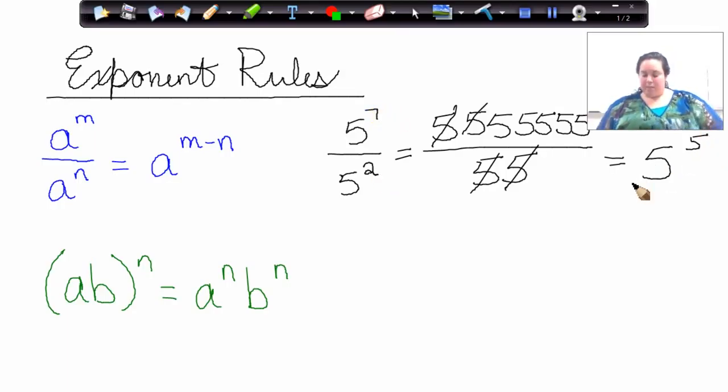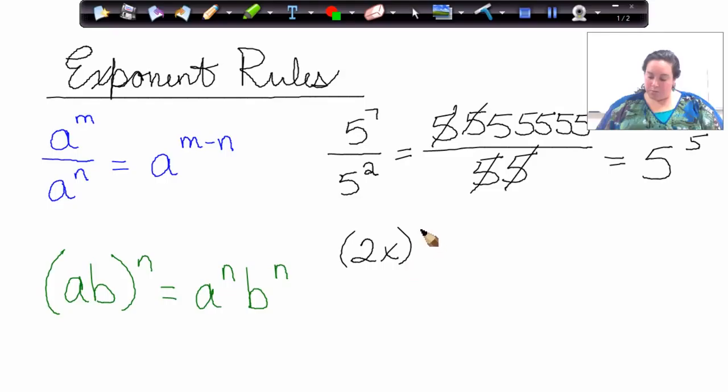All right. And then down here, you have 2 different bases raised to 1 power. A times b raised to the n. That's the same as a to the n, b to the n. So for example, if we have 2 times x cubed, that's the same thing as 2x times 2x times 2x, which we can rearrange.